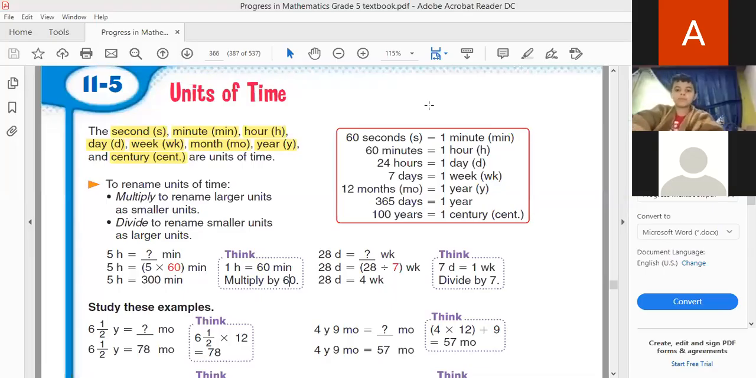Let's start. Today our lesson is 11.5, units of time. Okay, teacher. Why is it always like this unit?